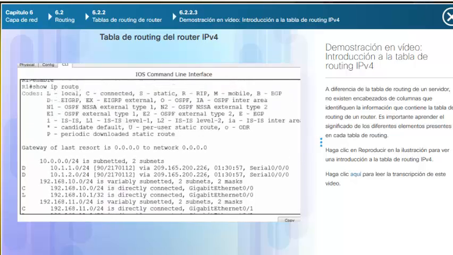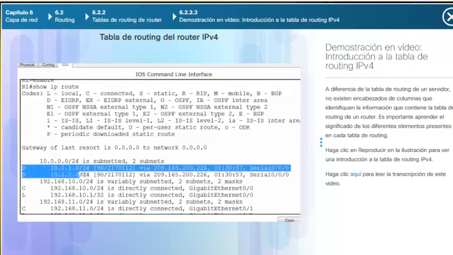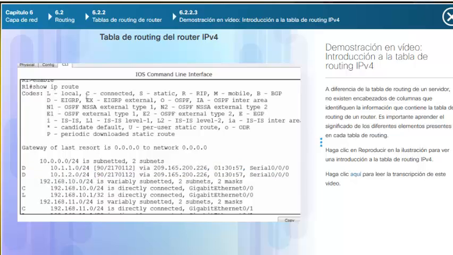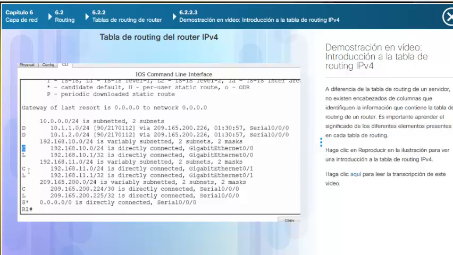If we look at the codes at the top, we can see that the D stands for EIGRP, making these our two remote networks. We can see that the letter C stands for connected, showing us that these entries starting with C are our connected network routes. The capital L stands for the local address. Notice 192.168.10.1 as opposed to the connected network 192.168.10.0. This is the local interface address connected to GigabitEthernet 0/0.